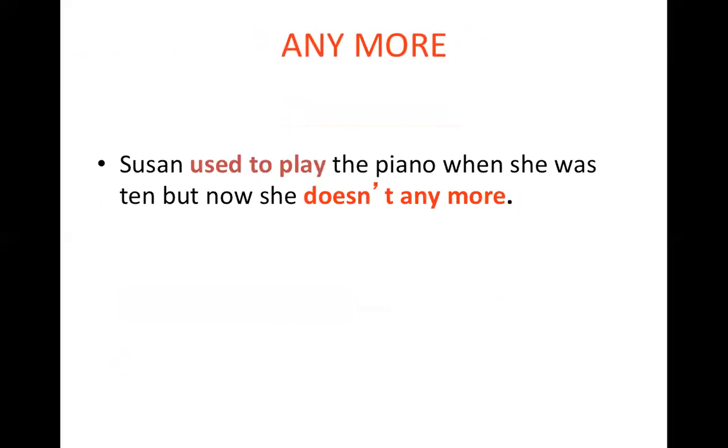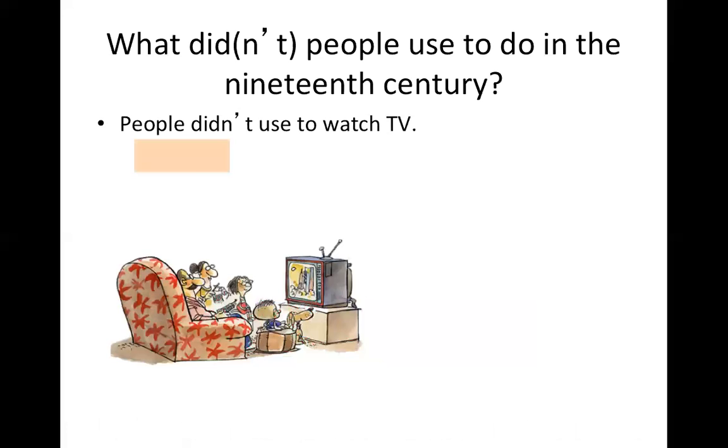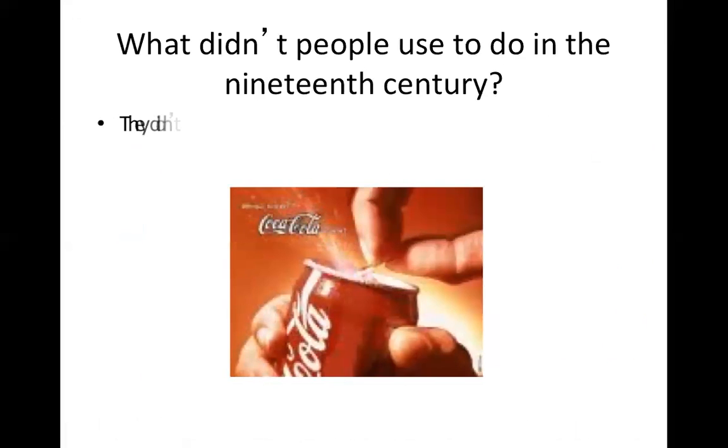Susan used to play the piano when she was 10, but now she doesn't anymore. My friend used to smoke a lot when they were young, but they don't anymore. What did people use to do in the 19th century? People didn't use washing machines to wash clothes. Now they usually use them. Okay? What did people use to do in the 19th century? They didn't use to drink Coke.